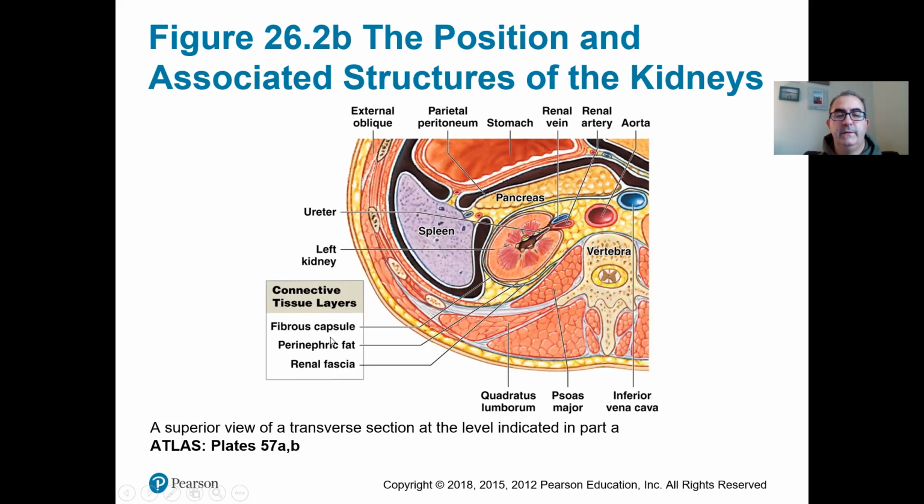And you can see the three layers of tissue that protect it. Here's your fibrous capsule. Then you've got this perinephric fat and the renal fascia surrounding it. And that renal fascia kind of anchors the kidney to the back wall, right? It keeps it in place.